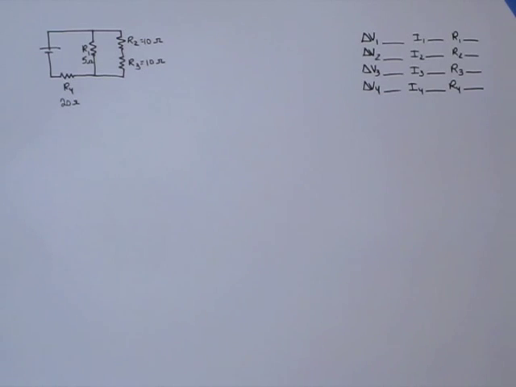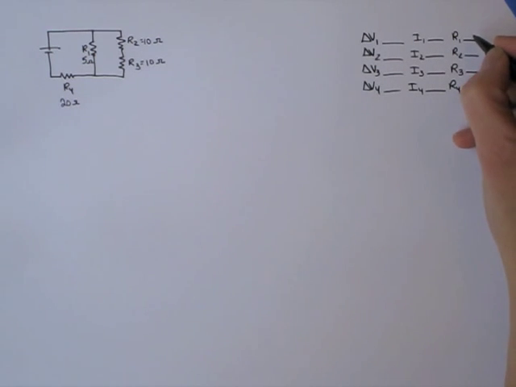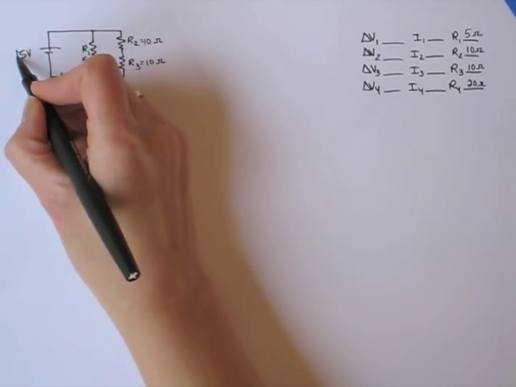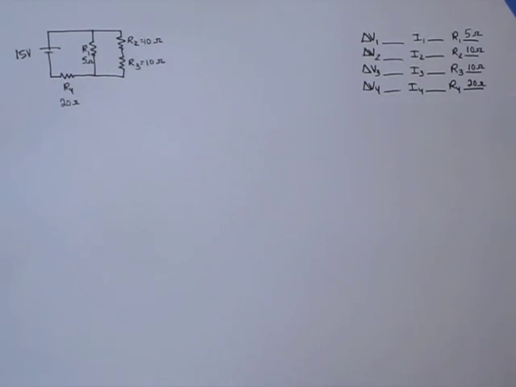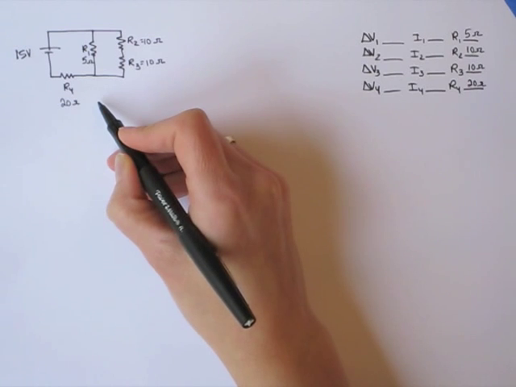In this video, I'm going to finish the example that we started in class. So we have R1, R2, R3, R4. I'm going to fill the values in on the table. So 5 ohms for R1, 10 ohms for R2, 10 for R3, and 20 for R4. And the total voltage also was given. That was 15 volts. So the first step was to find the total equivalent resistance of all of these resistors.